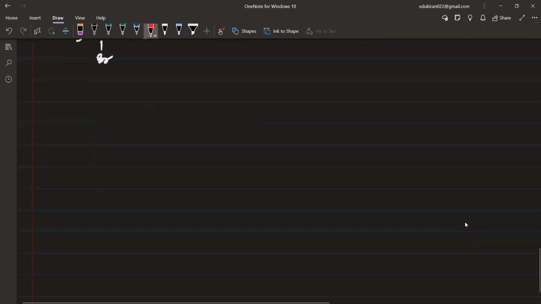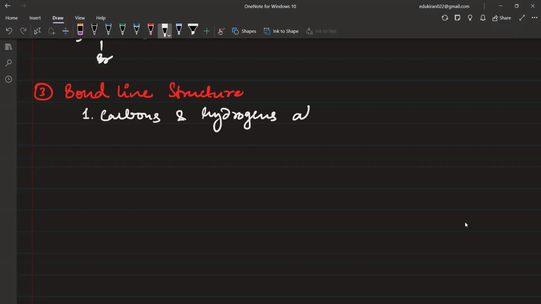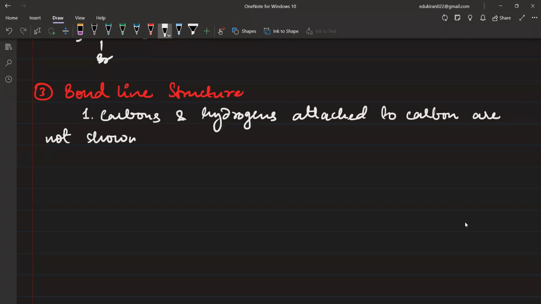Right, the third one, bond line structure. First thing, number one, carbons and hydrogens attached to carbon are not shown.